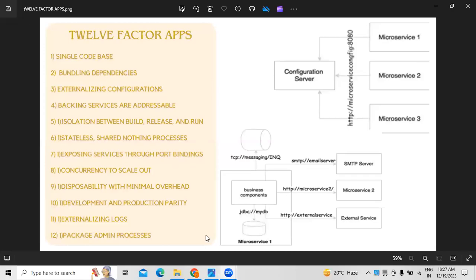Right. So we have started with 12 factor apps where we have discussed even about the first one, which is called a single code database. Followed by this, we have even discussed about dependencies part, bundling dependencies. Next, configurations like externalized configurations, all that. Next, backing services that we have even discussed. At the same time, we have discussed even about isolation between build, release, run, all that.